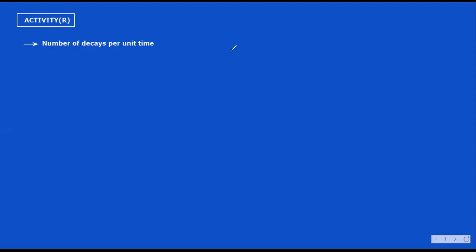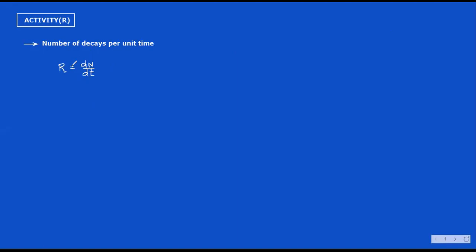So, in yesterday's class, we learned the radioactive decay law. Now, today, activity, that is R. It is very simple. See here, activity is what? Number of decays per unit time. So, if R is the activity, then R is equal to dN by dt.